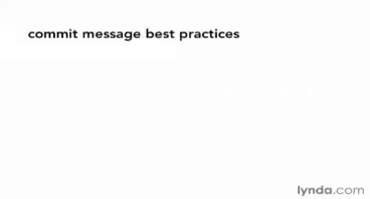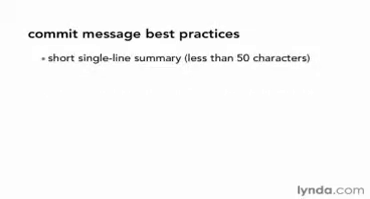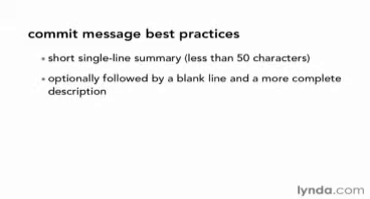There are also some other best practices that we should follow. We want to start with a short single-line summary, less than 50 characters. Keep it short. Optionally, we can follow that by a blank line and then a more complete description. Now, if you're just making a tiny little change, a single-line summary will do it. But if you're committing a change that has lots of changes that take place in lots of files, it might be worthwhile to have a more complete description.